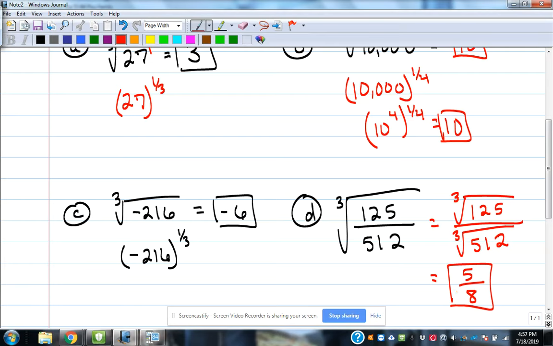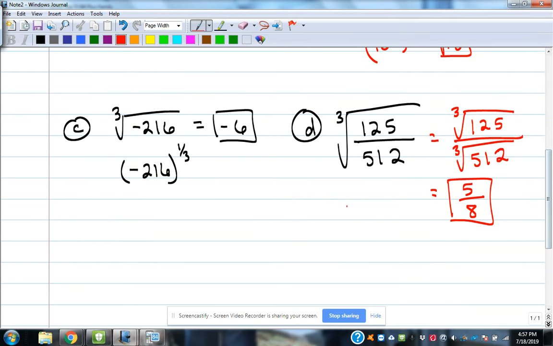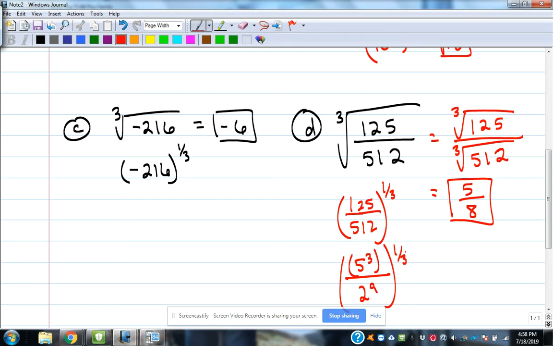And again, you could do that with the rational exponents. You could convert that to 125 over 512 to the 1/3 power, or if you work this out, it's 5 to the 3rd over 8 to the 3rd, which is actually 2 to the 9th, all of that to the 1/3 power. There are a lot of different ways to get the same answer there. I like doing the different bases just to get some practice with that, because I know I'm going to need it later on.